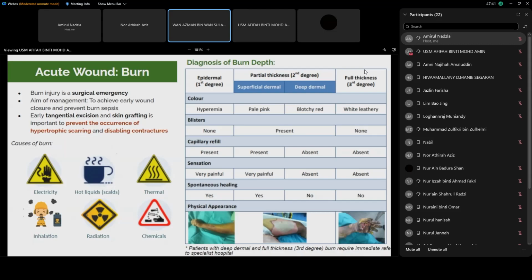When you heal by contraction, you are talking about fibrosis formation, which is going to be a very bad scar. So the better alternative is to get it healed surgically. That's why your statement there is confusing. It should be healed by reepithelialization, which can be allowed in first degree epidermal burn as well as the superficial burn or superficial dermal.